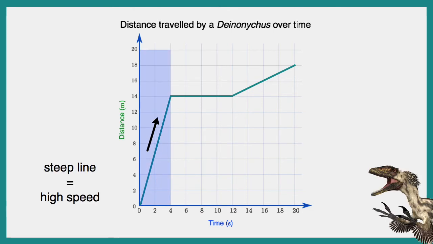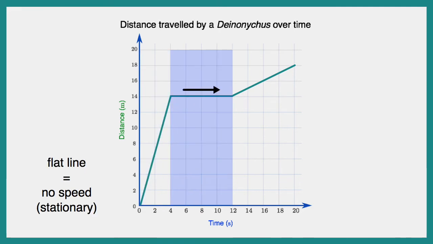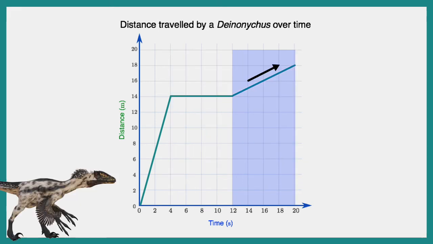In this first section of the graph, the line is fairly steep. A steep line indicates high speed because the dinosaur is traveling a large distance in a short amount of time. In the second section, the line is completely flat. That's because the Deinonychus is not moving, it is stationary. Let's say it stopped to preen its feathers for a moment. And in the third section, the line is going upward again, but it's not as steep as it was before.